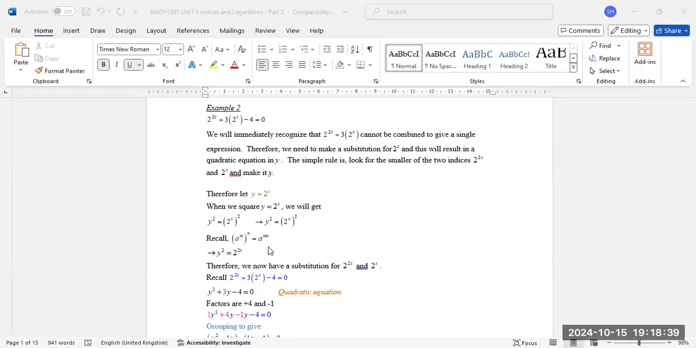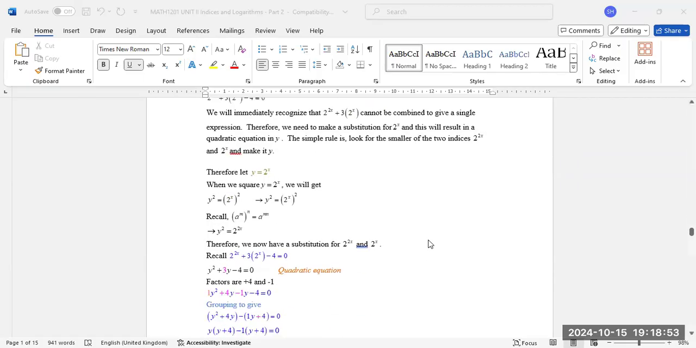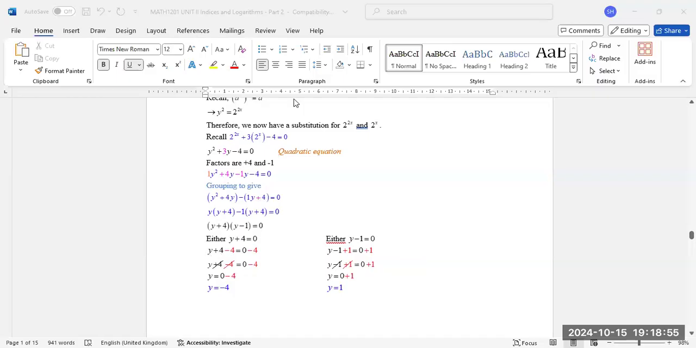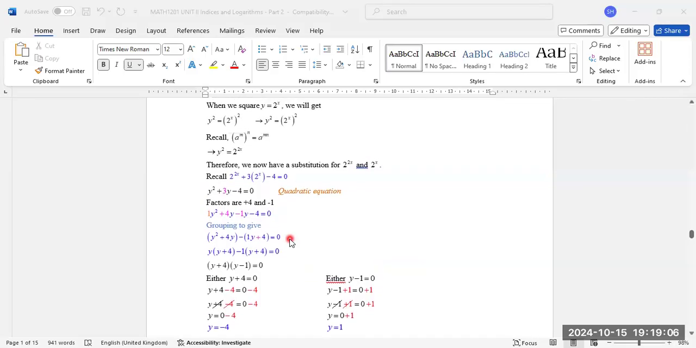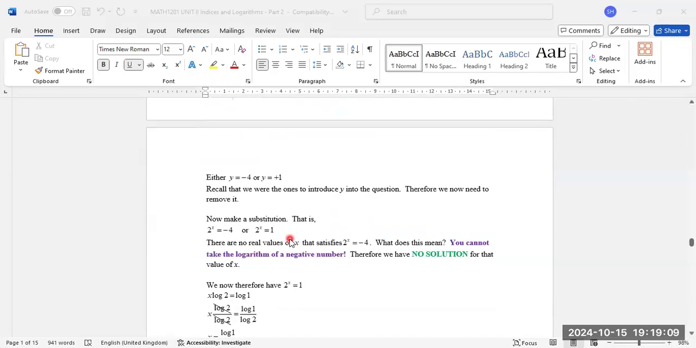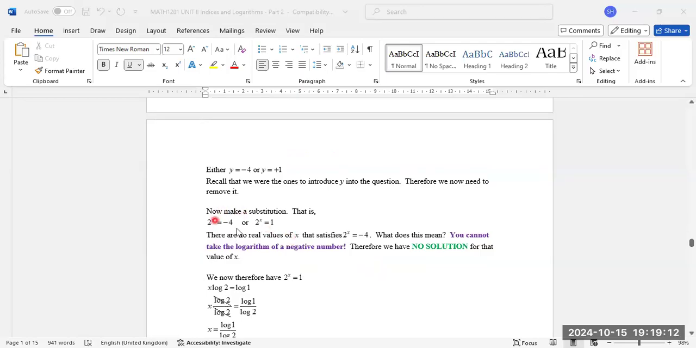Yes, sir, I got a chance to go through it. Okay. Is it clear enough, OJ? The first part is clear. When I got down to the last part, I had a question about it, but I think it's pretty straightforward. I wanted to know why you use 2 to the power x equal to 1 instead of using the negative 4. Because you can't find a logarithm of a negative number. Oh, so it always has to be the positive.